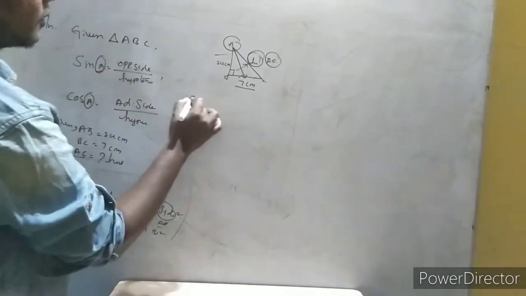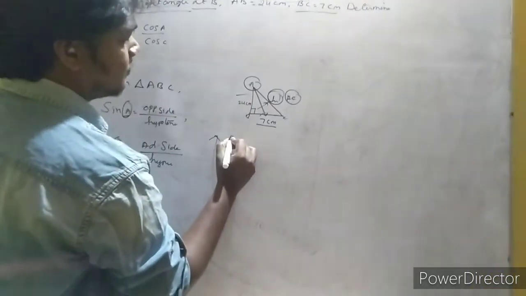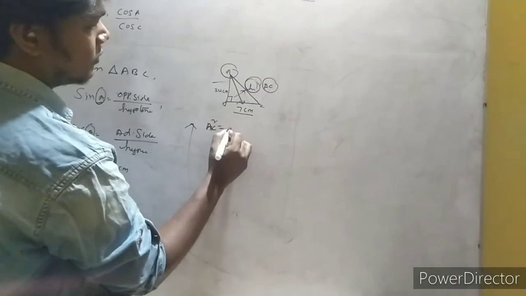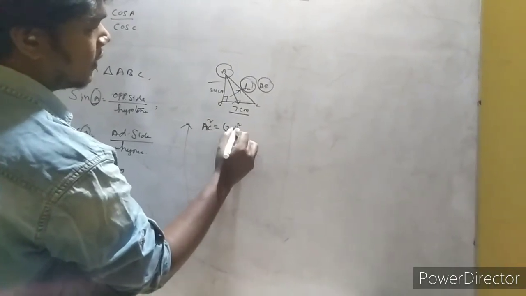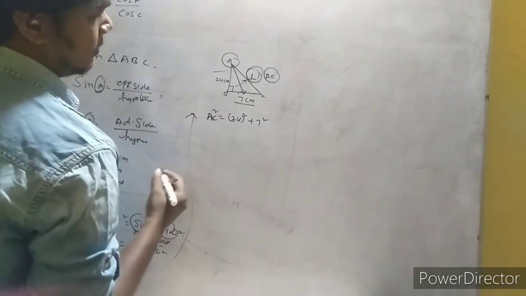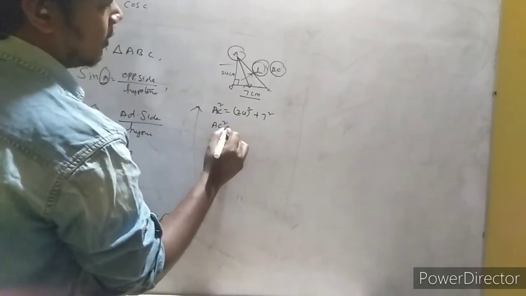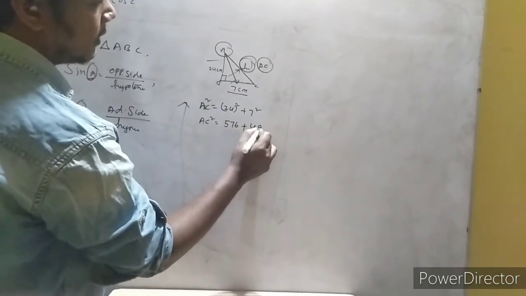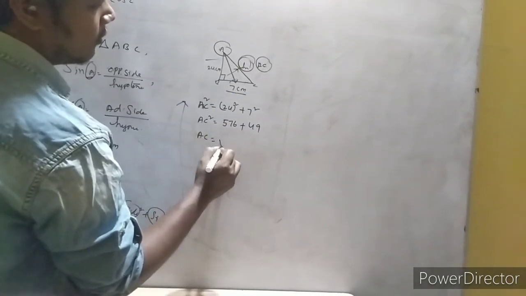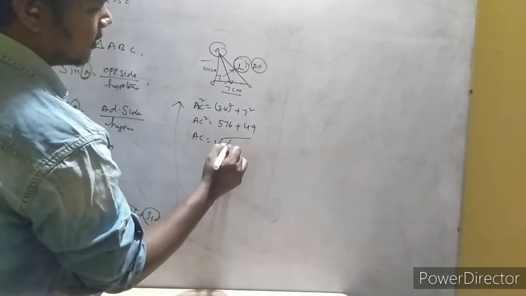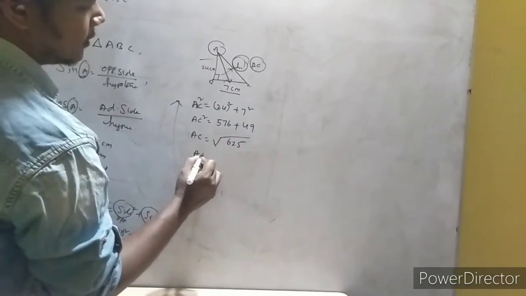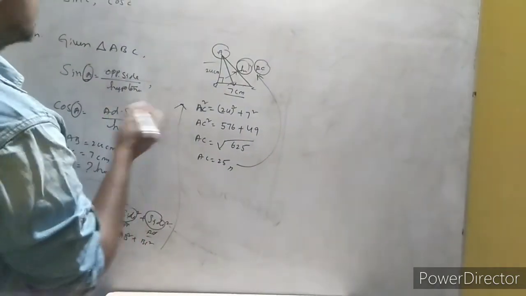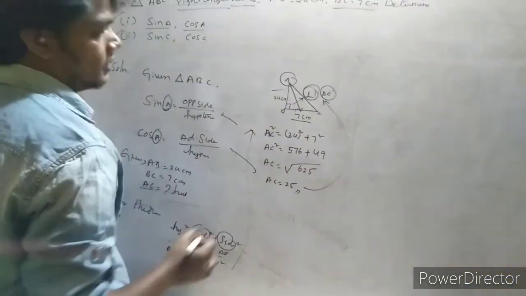Therefore AC square equal to 24 square plus 7 square. 24 square means 576, plus 7 square equal to 49. Therefore AC equal to root of 576 plus 49, which is 625. Therefore AC equal to 25. Then substitute the values in both conditions.